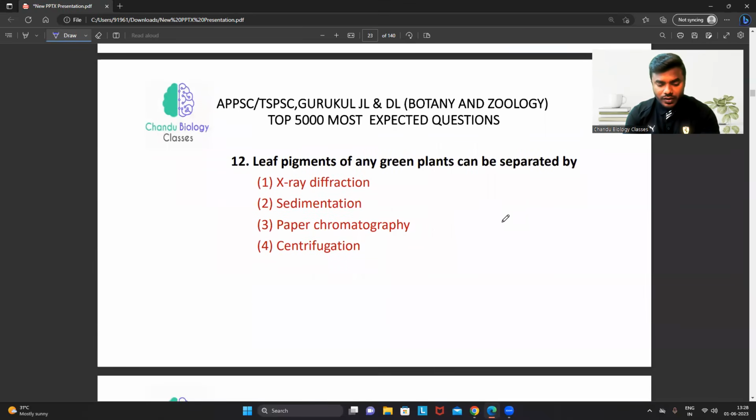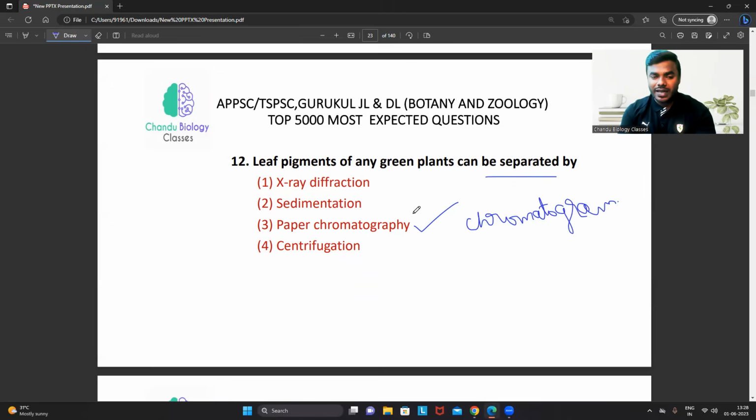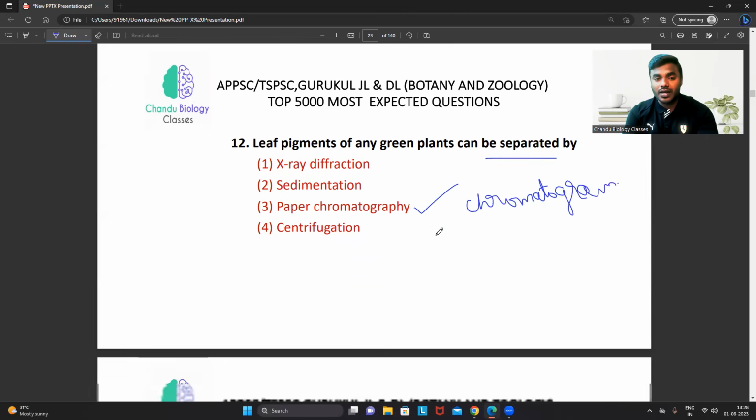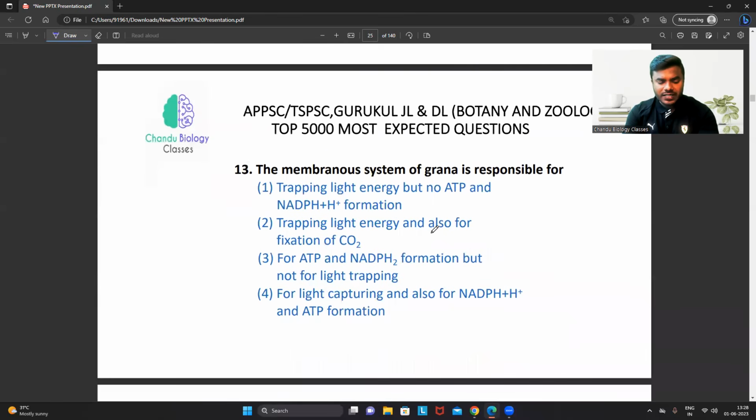Now, very important question, friends. Leaf pigments of any green plants can be separated by. In the morning class, I have explained to you. It is called paper chromatography. So once we do the experiment of paper chromatography, on the chromatogram, which is a paper, you can observe all the colors that can be given by those particular pigments. Always remember the name of the technique, never forget. Next, very important questions.